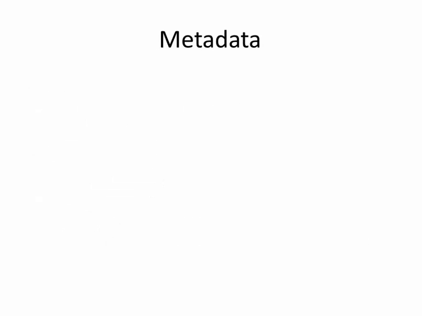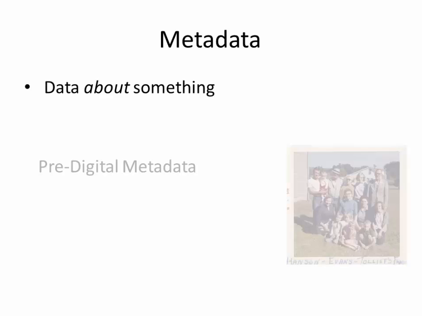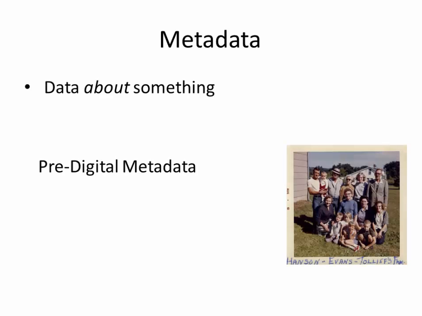Again, we mentioned metadata. Metadata is just information about the image. So this is kind of a pre-digital metadata, information that was printed on the picture back when it was taken. It gave you the month and the year that it was produced, and if you're really lucky, somebody wrote some names on there for you.